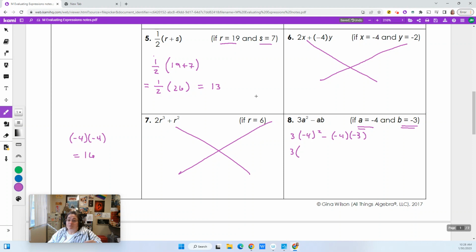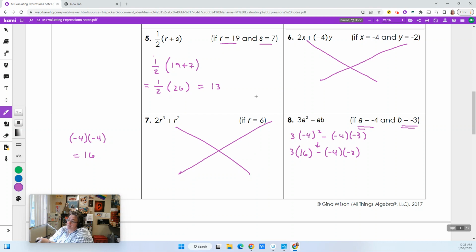And yes, that only works when we're multiplying or dividing. When we're adding or subtracting, it doesn't make a positive. And so here we've got 3 times 16 minus negative 4 times negative 3. And now we can just do all our multiplications in order, right? Everything else is multiplications. We're not going to deal with this subtraction right here until we've done all our multiplications.